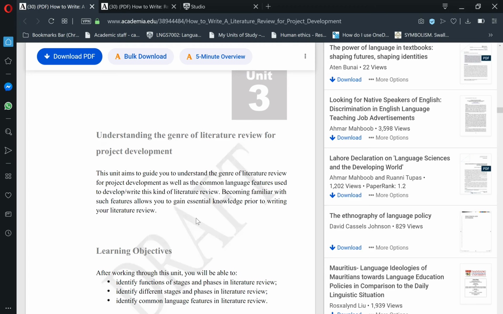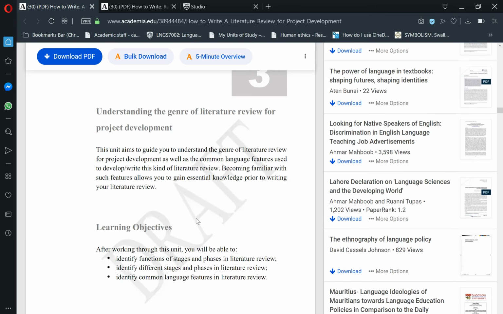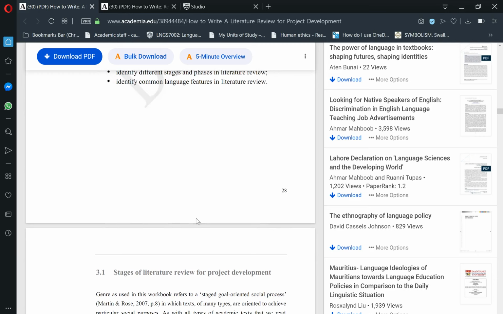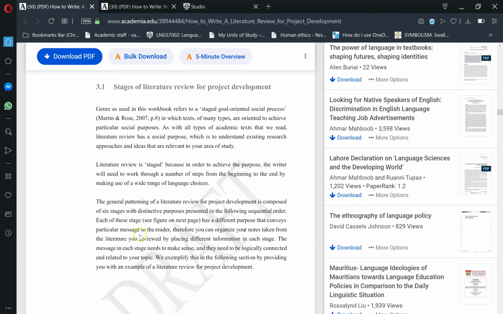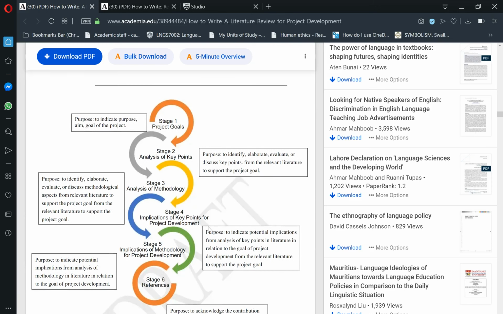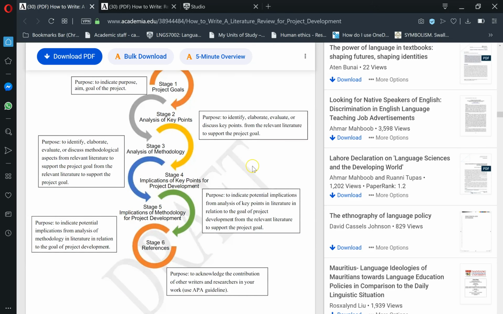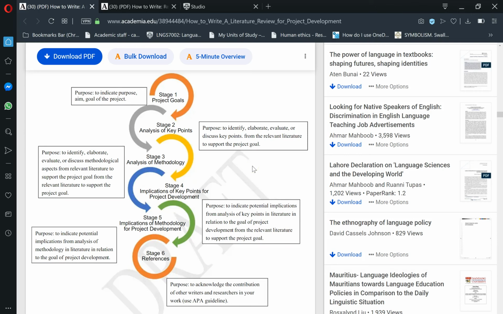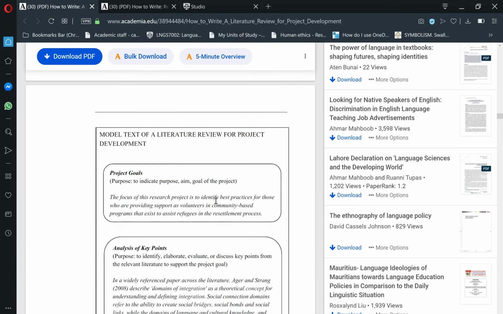Understanding the genre of a literature review for project development. So again, like I said, they're not just telling the students this is how you write a literature review for project development, but they're building their knowledge, so they teach them about all these stages. Here we go. They teach them what genres are, the different types of genres, and how the word genre is being used in the workbook. Like I said, they had to review the literature, and they had to conduct a genre analysis to identify the different stages in a literature review for project development.